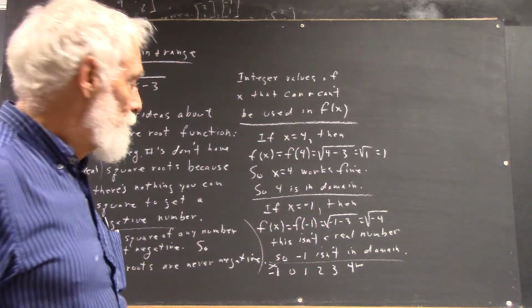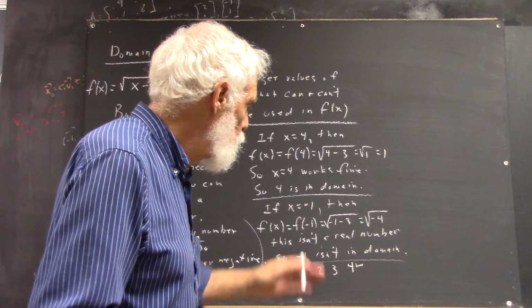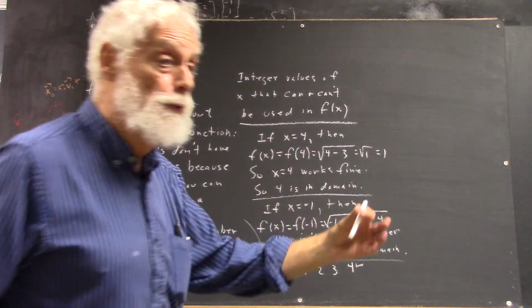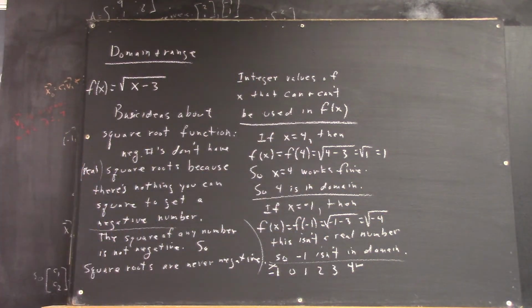So tell me about each of these others. Tell me which ones are in the domain and which ones aren't. 0 through 4.